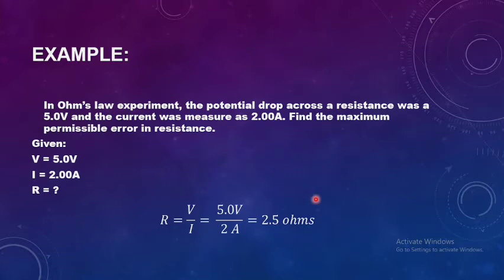So next example, in an Ohm's law experiment, the potential drop across the resistance was 5 volts and the current was measured as 2.00 amperes. Find the maximum permissible error in the resistance. So we are looking for the resistance given the parameters of 5 volts and 2 amperes. So we have R equals V over I. We have 5 volts divided by 2 amperes. Then we have a maximum permissible error in resistance of 2.5 ohms.